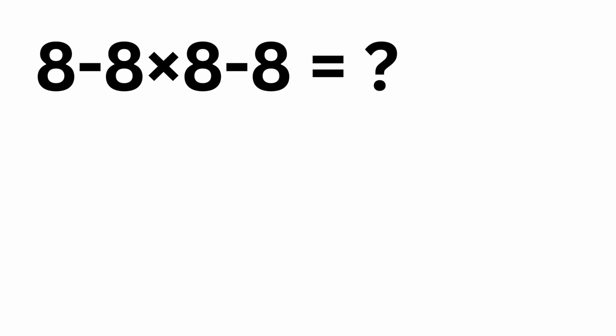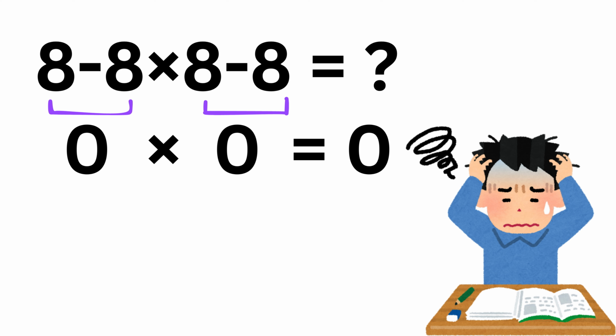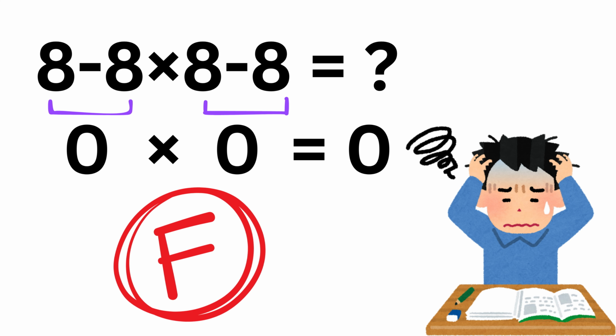8 minus 8 times 8 minus 8. 8 minus 8 gives us 0. And 8 minus 8 again is equal to 0. And 0 times 0 gives us 0. If you got this answer, then the marks you get in the exam is also 0.